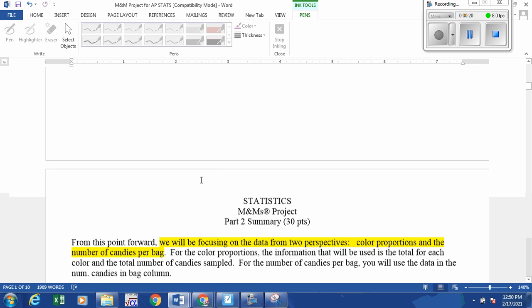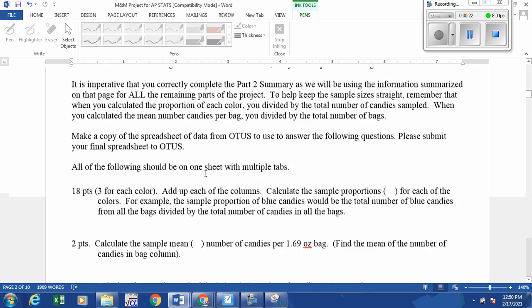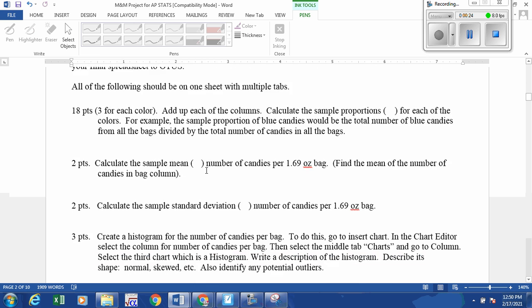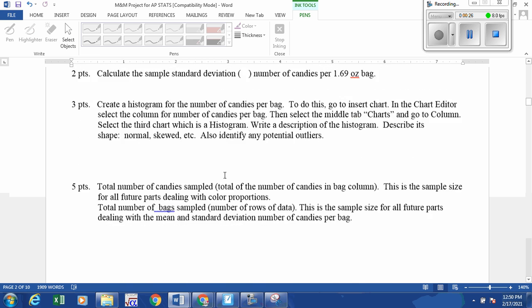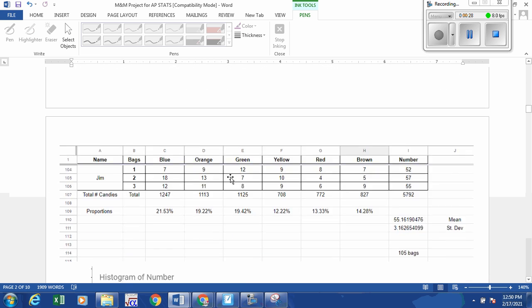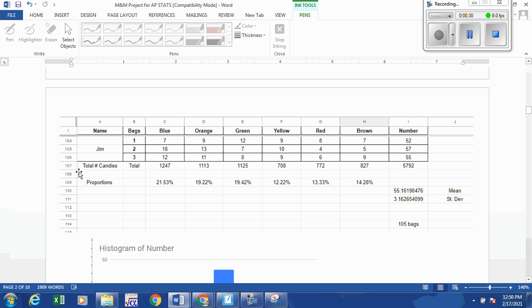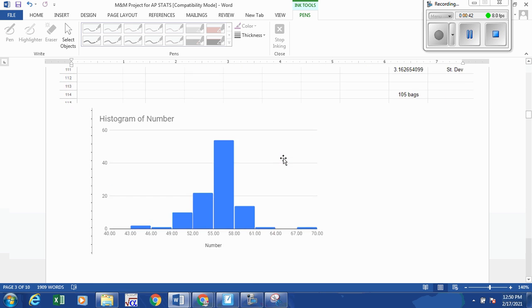We combined them into a big spreadsheet, and then the second part is we determined a summary of these by finding a histogram and finding something that looked like this in terms of the proportions of each of the colors, the mean number in each bag, the standard deviation number of each bag, and then the total number of bags. Now the data here that I'm showing is not our data. This is from a couple years ago.